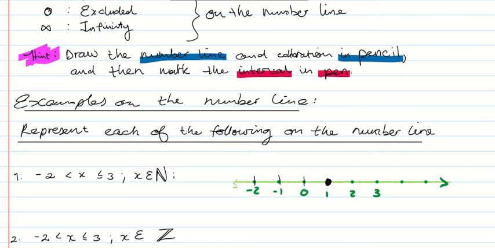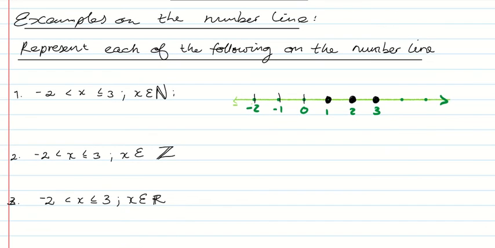And now, is 2 a natural number? Yes. And is it in the interval? Yes. So I need to include that. All right. And also the 3 needs to be dot included as well. So let's do the next one.